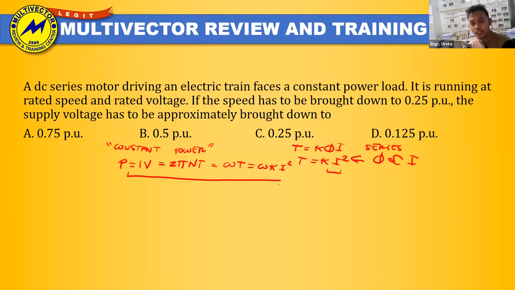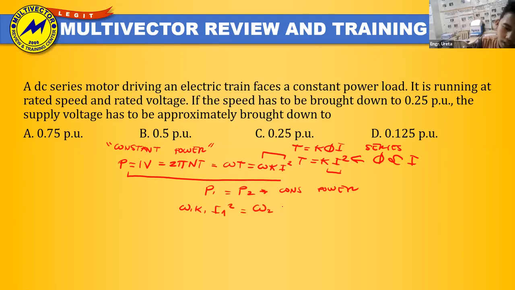Ngayon, dalawa yung condition. Condition 1 sinabi, P1 must be equals to P2. Constant power yan, ha? Ano bang formula ng P1? Ito muna yung formula na gagamitin nyo, omega 1 K1 I1 squared, which is just equals to omega 2 K2 I2 squared.